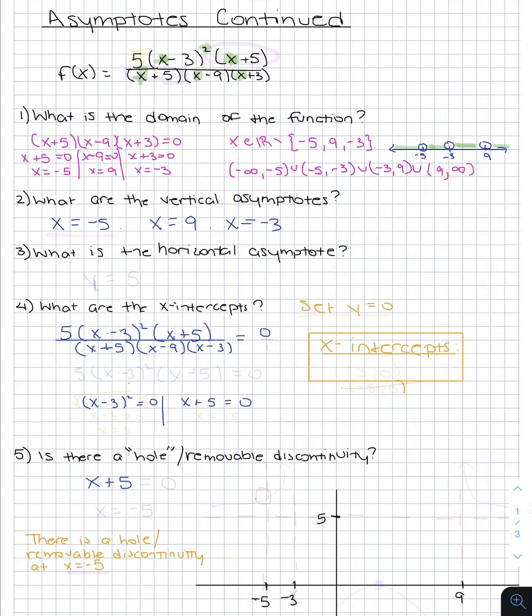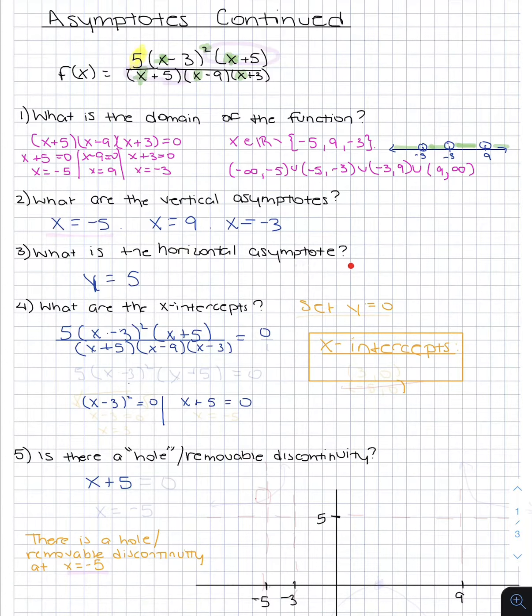Since they both have a degree of 3, we can just take the ratio of the leading coefficients as the asymptote, and the leading coefficient in this case is 5. So our horizontal asymptote would be y equals 5. Again, it has the form y equals because the horizontal asymptote is a horizontal line that the function approaches but never touches.